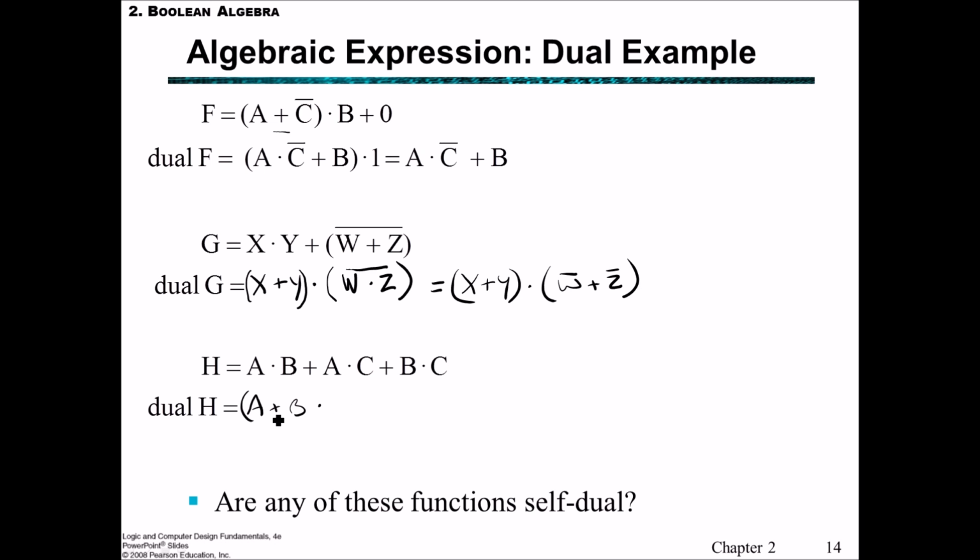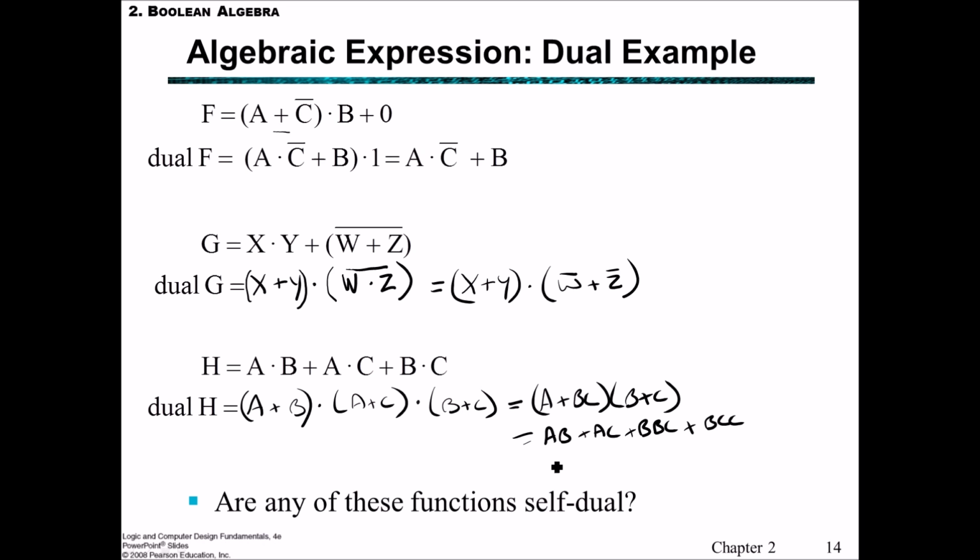So for this one, once again, swapping the signs, and then we have from the distributive law that A or B and A or C is the same as A or B and C. And then we leave this last expression as is, and then we can expand that out, and then we get rid of these double terms, and we have AB or AC or BC or BC, which is the same.